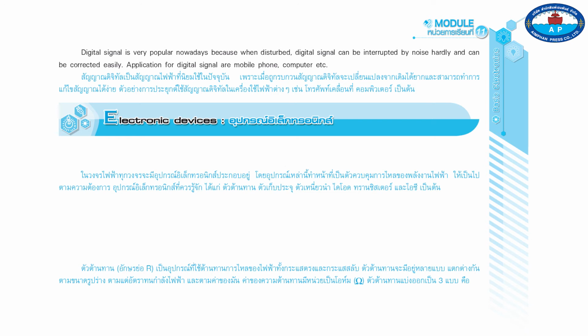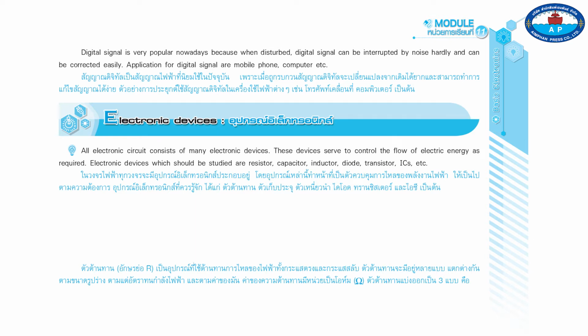Electronic devices. All electronic circuits consist of many electronic devices. These devices serve to control the flow of electric energy as required. Electronic devices which should be studied are resistor, capacitor, inductor, diode, transistor, ICs, etc.